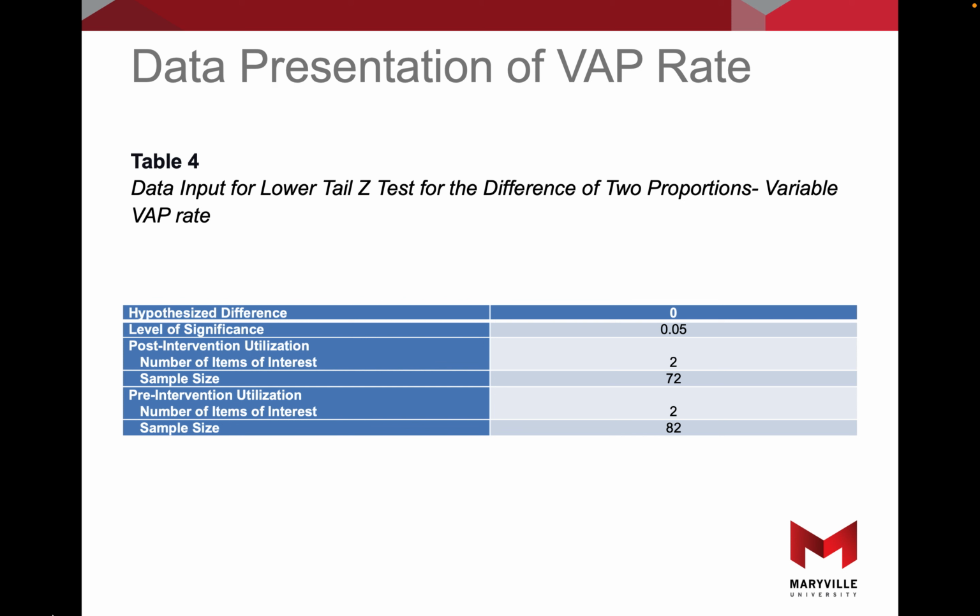Data presentation of VAP rate. The data collection from the infectious disease department during the scholarly project was used to analyze the overall VAP rate of the oncology ICU during both the pre- and post-intervention groups. The desired outcome of the scholarly project was to decrease the overall VAP rate of the oncology ICU through the intervention of the VAP prevention checklist performed by the nursing staff.